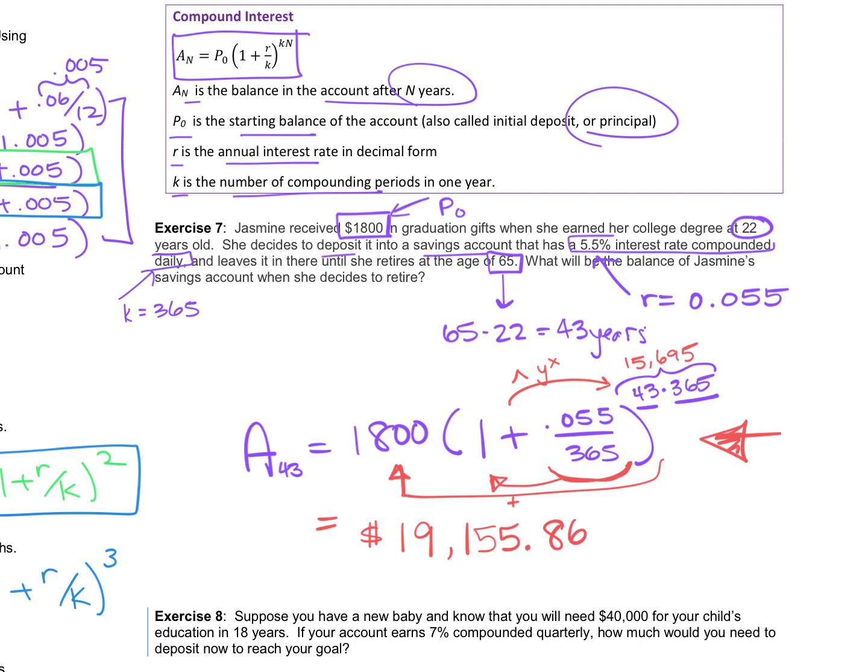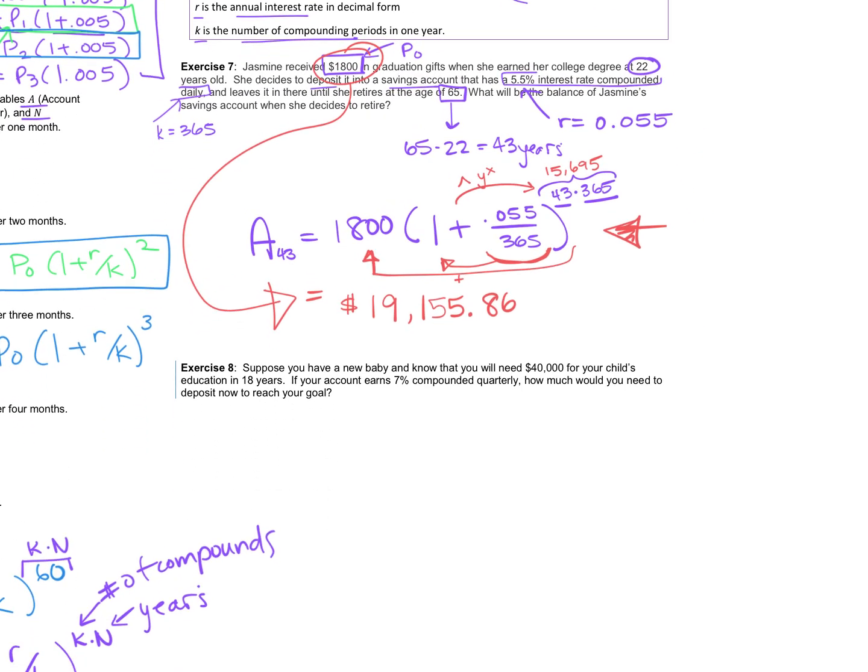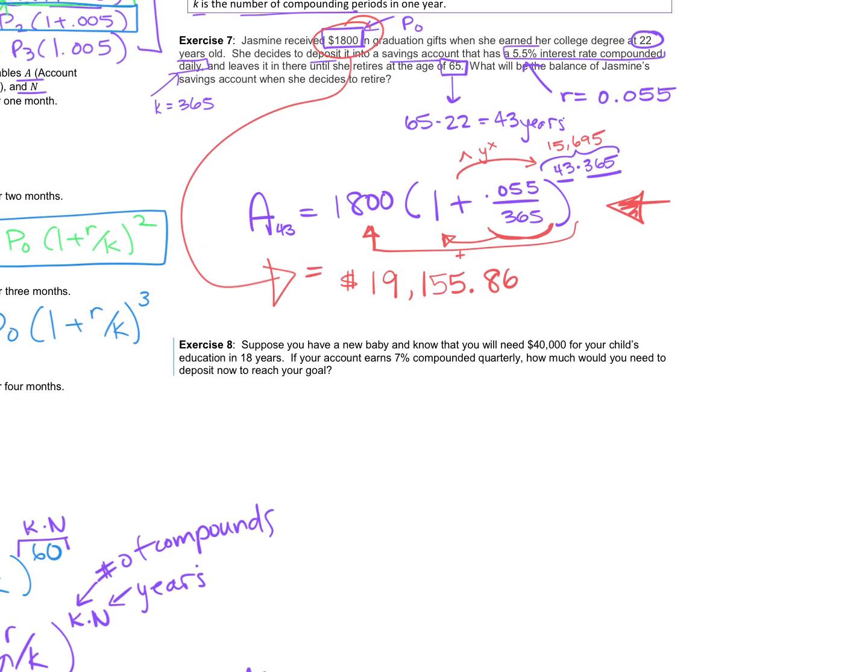When you do it, you have $19,000. So she started with only 1,800, and in 43 years, she'll have almost 20 grand. Pretty good, not putting additional money in. We'll learn more about that later, where if you make monthly deposits, how that can impact things.